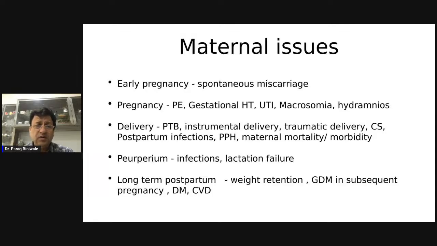And this misery continues even in the puerperal phase because women are more prone to infections and lactation failure, leave alone the long-term postpartum issues like weight retention that is leading to overweight or obesity, gestational diabetes mellitus in subsequent pregnancies, diabetes mellitus, and cardiovascular diseases.